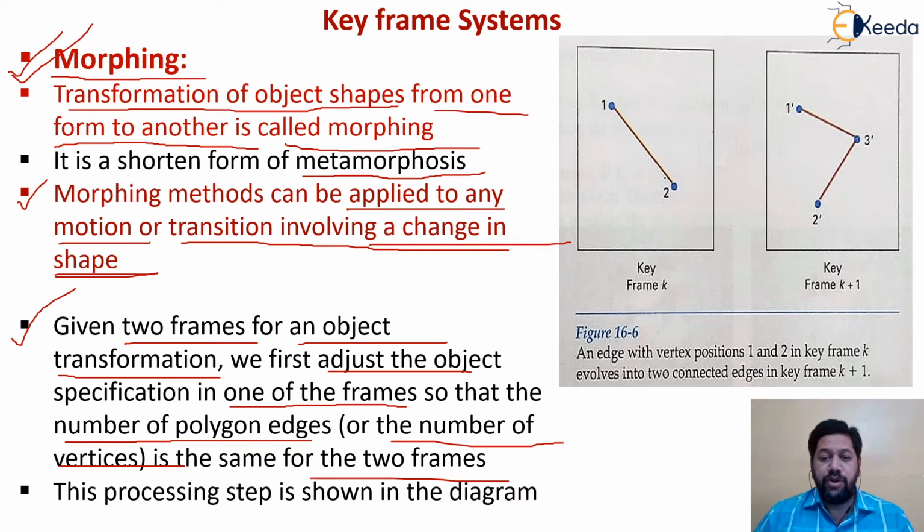Now just look at this particular diagram. Consider this is the keyframe k. Suppose this is the frame number k, and my next keyframe is k+1. I want to show that this particular object, my object in frame k, is transformed into the object in frame k+1.